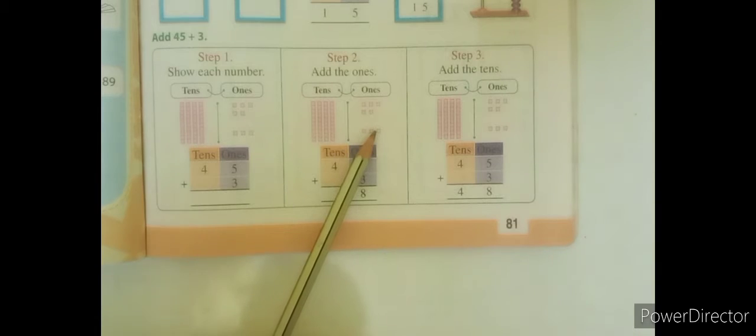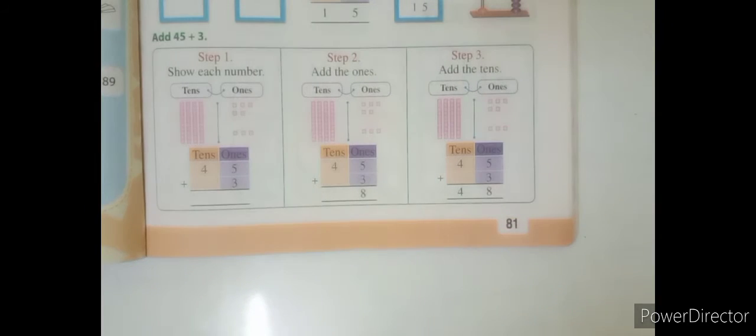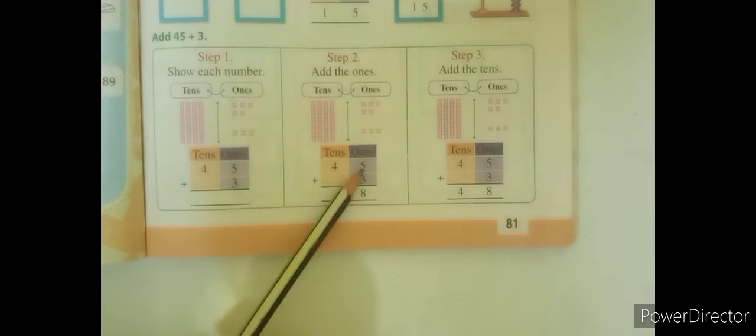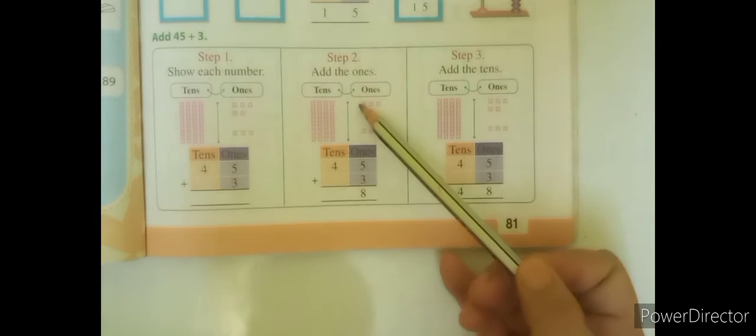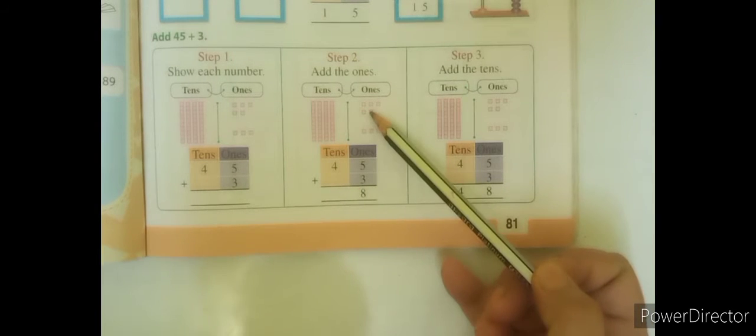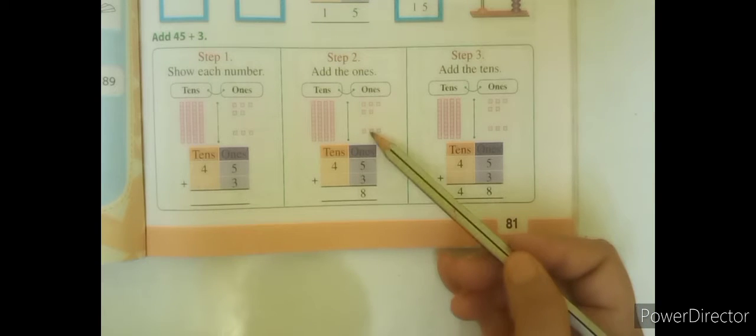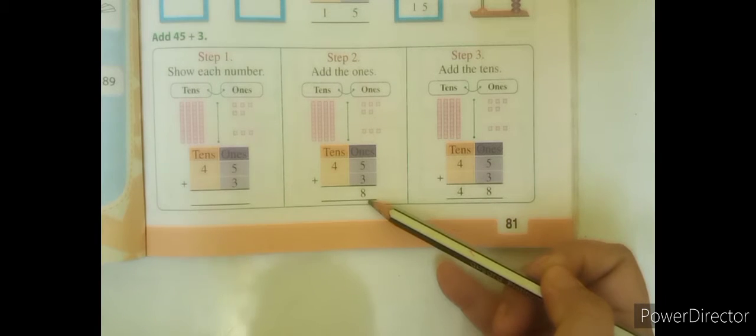Okay. Now the second step: firstly you have to count the ones place. Firstly you have to count the blocks in the ones place. Then 5 plus 3 is equal to 8. You have to count it: 1, 2, 3, 4, 5, 6, 7, 8. Now you have to write 8 here.